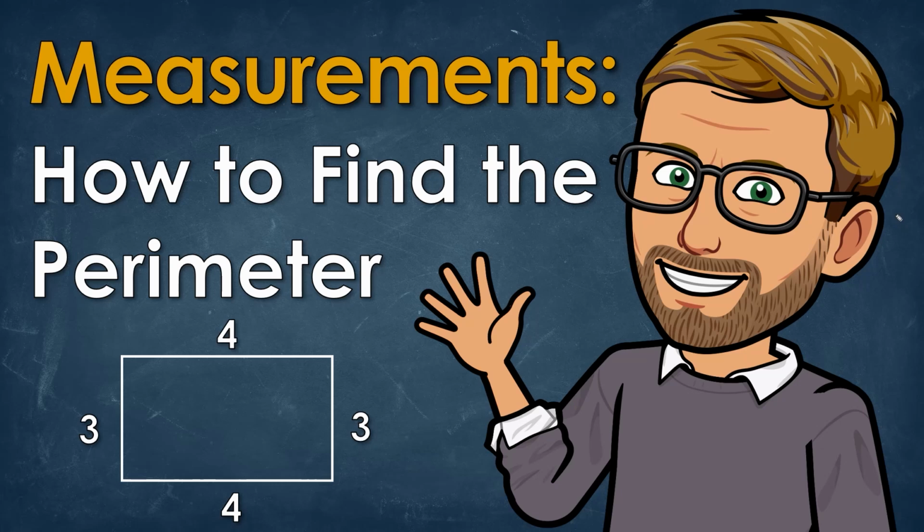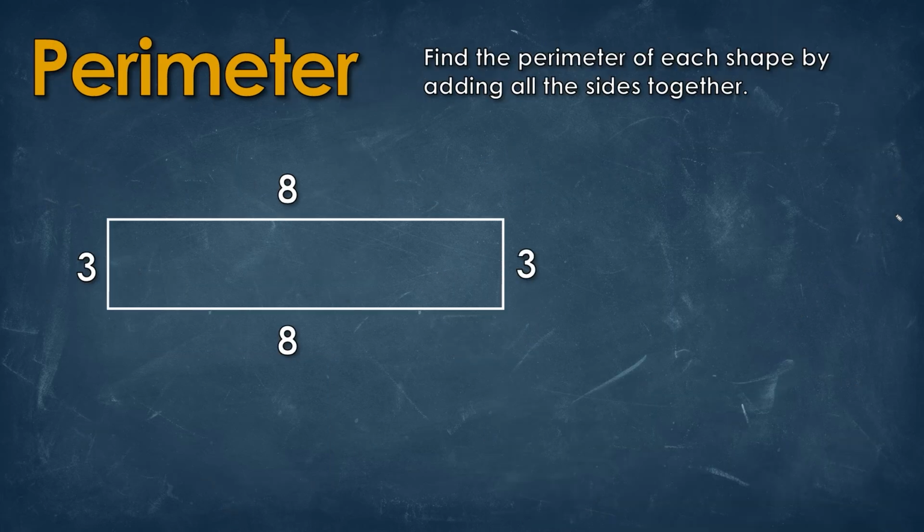Welcome to Mr. Heaton's Math Lab, and in this video we're going to learn about how to find the perimeter of objects. So the idea of perimeter is the idea of looking at the length of a shape.